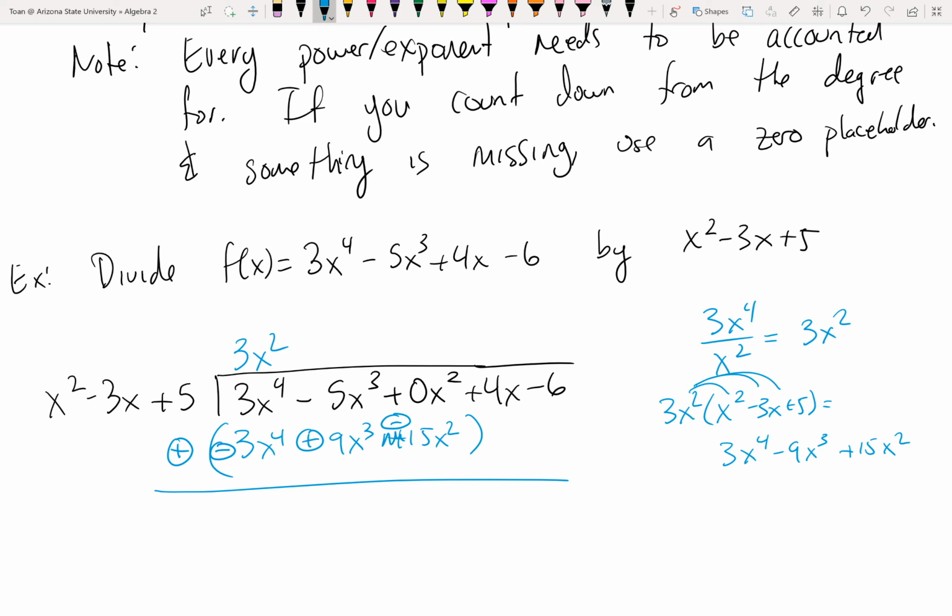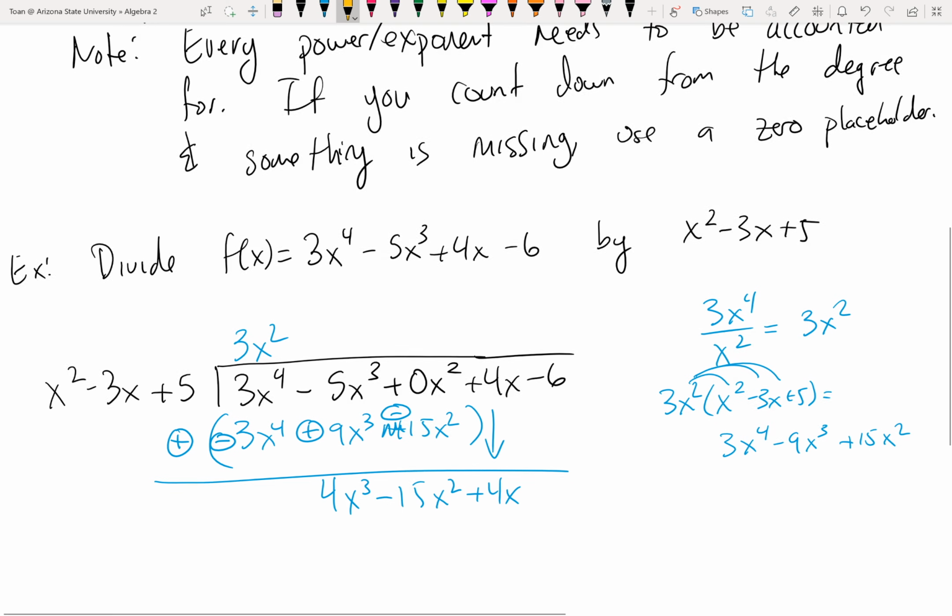So for the x to the 4th, 3 minus 3 is gone. For the x cubed, negative 5 plus 9 is a positive 4. For the x squared, 0 minus 15 is a minus 15. And just like with regular numbers, the last step is to bring down. What we wrote there is one complete cycle. And then you just rinse and repeat. So do it all over again.